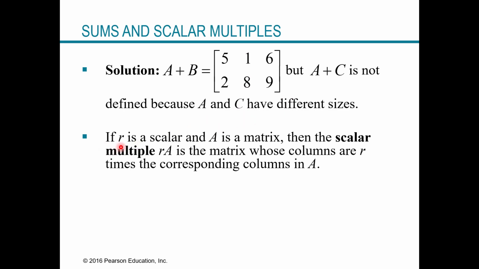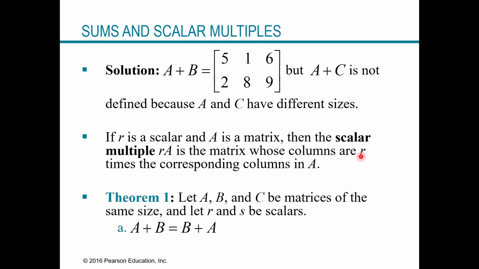All right, now, if R is a scalar, so just think of it as some number, and A is your matrix, then we call it a scalar multiple when we multiply the matrix by that number. Basically all you do is multiply every column by the number R, so you think of it as distribution, and you just multiply each entry by the number R, whatever R happens to be. All right, and so now we have a theorem with a few parts to it.